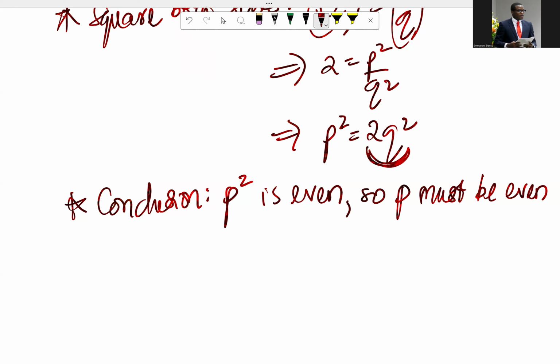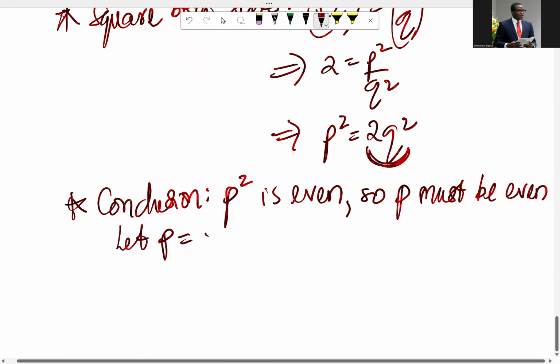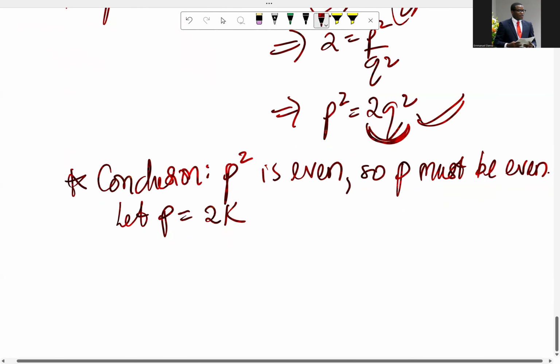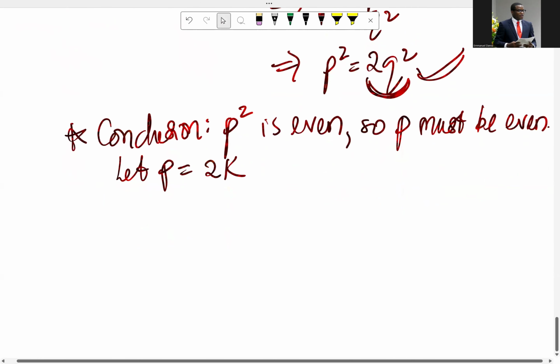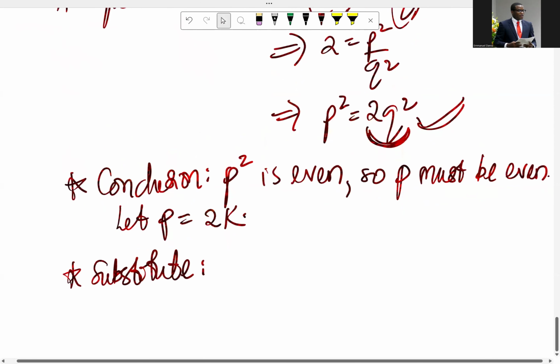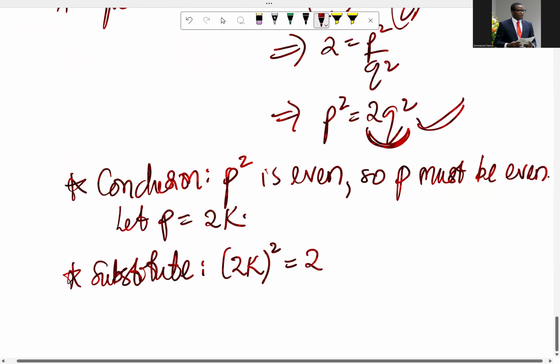So in that case, let p be equal to 2k, based on the fact that we have seen that p has to be even, based on this expression. So then we say let p be equal to 2k. If that is the case, we can substitute. Then p squared will be (2k) squared equals 2q squared, because p is 2k, so if you put p here, we have (2k) squared.